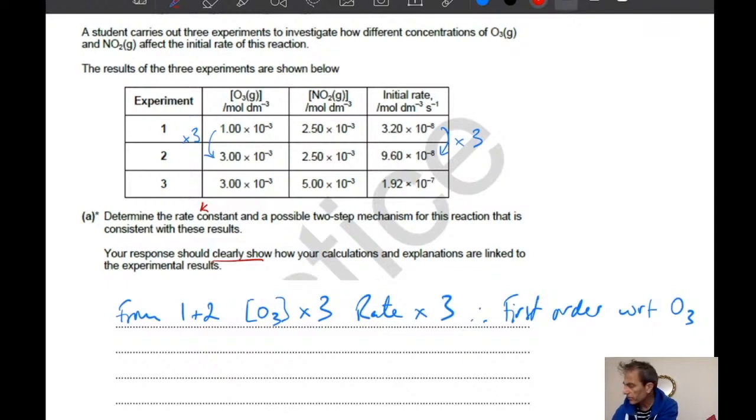So we need to keep the ozone constant if we can, and we can in experiments 2 and 3. So you can see in experiments 2 and 3, the ozone's kept at 3 times 10 to the minus 3. So that's the right set of experiments to use. Going from 2.5 times 10 to the minus 3 up to 5 times 10 to the minus 3, that's also a doubling. Now it's not as easy to see this, so you just take the big number and divide by the small number. So 1.92 times 10 to the minus 7 divided by 9.6 times 10 to the minus 8 is a doubling. And so therefore that is also first order.